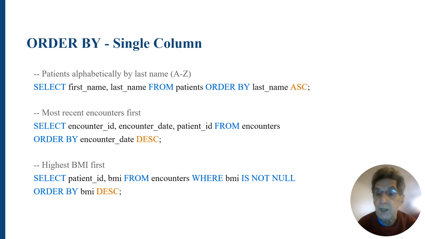All right, second example, showing most recent encounters first. Order by encounter date descending puts the newest encounters at the top. And this is typically what you want for a visit history, the most recent first.